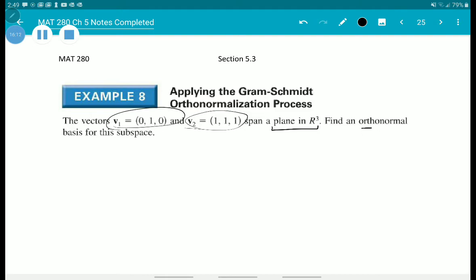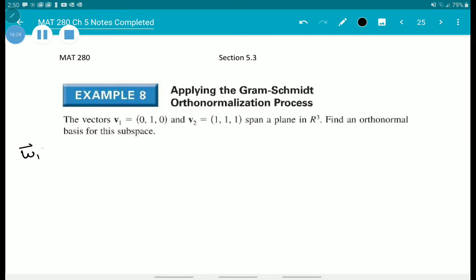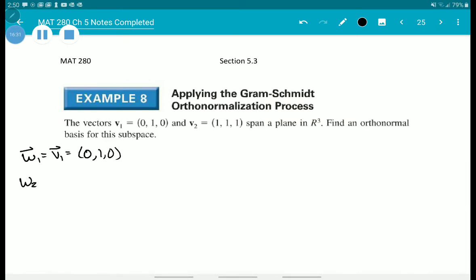And we want to find an orthonormal basis for this subspace. So we already have a basis, but we want one that's orthonormal. So the process is going to be the same. W1 is going to be equal to V1, which is our first basis vector. W2 is V2 minus the inner product of V2 with W1 over the inner product of W1 with W1. And we're going to dot that with W1.